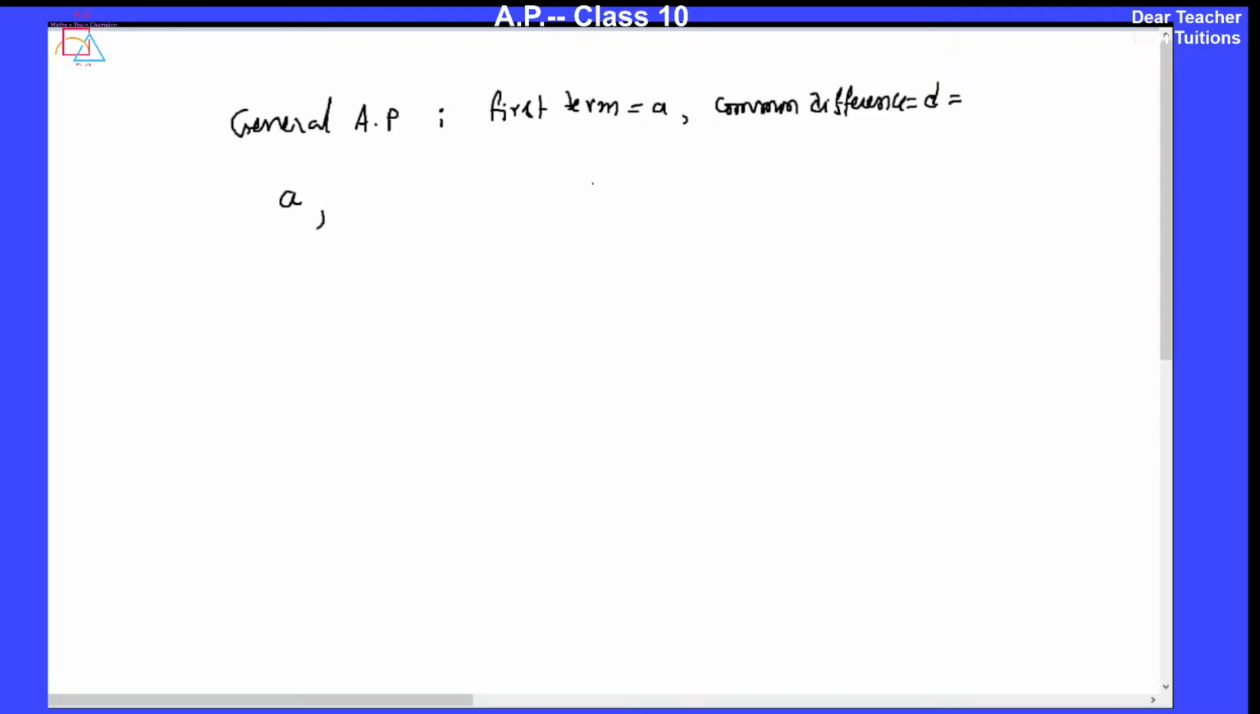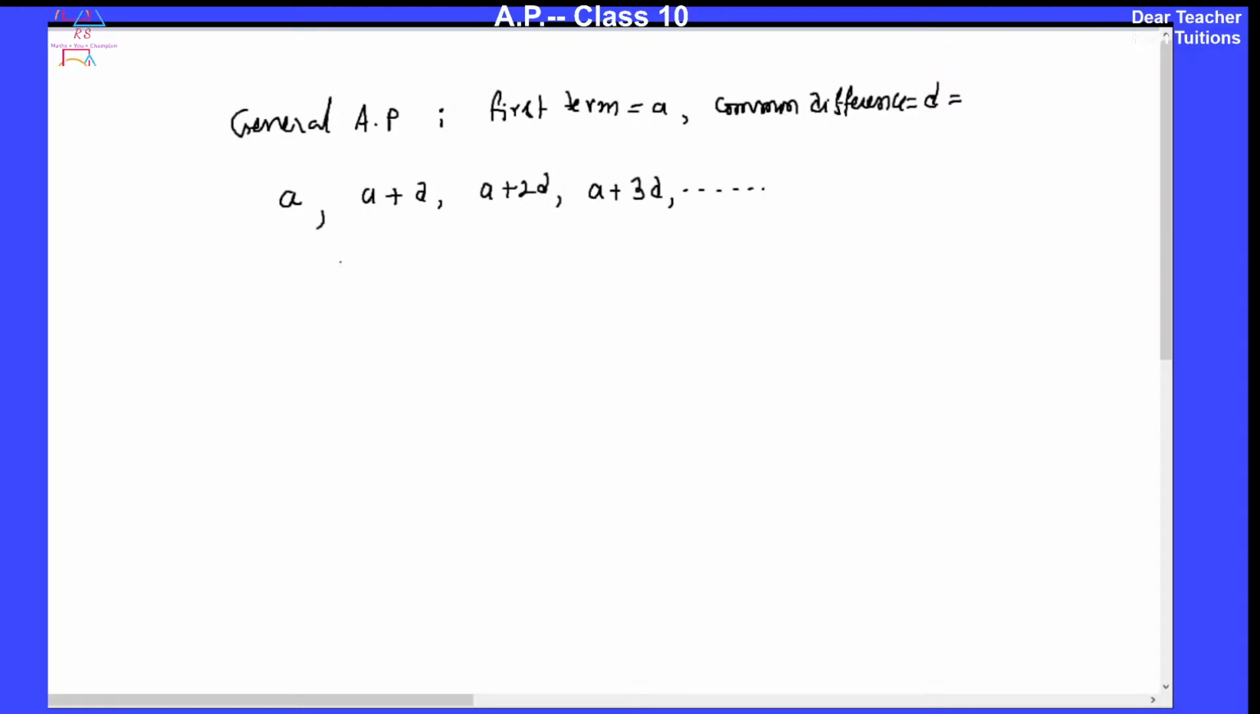So now A is the first term. To get the next term we have to add D, A plus D. To get the next term we add D to the second term, so A plus 2D. If you want the fourth term, you have to add D to the third term. It is A plus 3D, and so on.